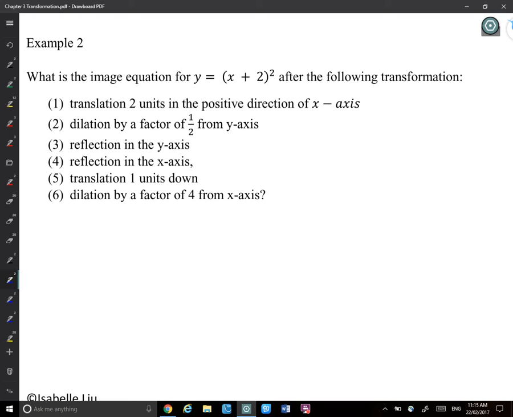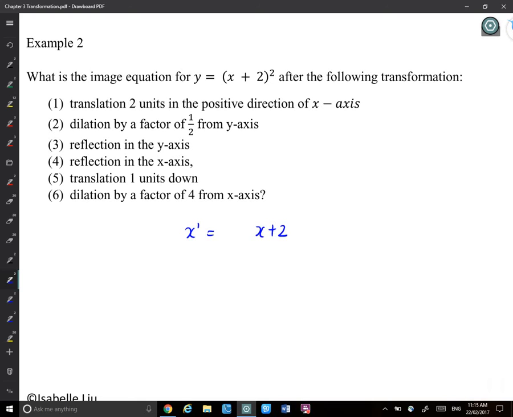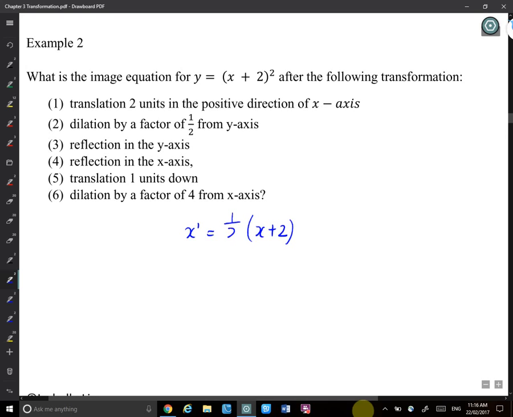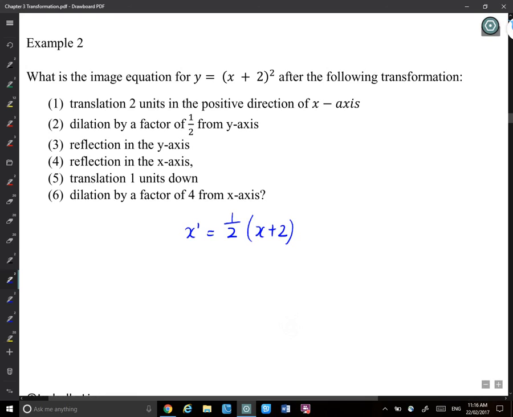Okay, translation 2 units in the positive direction of x-axis. So your x dash will equal x plus 2. Then dilation by a factor of a half from the y-axis is changing the x, so it times a half in the front, with bracket x plus 2. Number 3 is reflection in the y-axis, is changing x again, so it's a negative of all of that. So x dash will equal negative a half times x plus 2. And then y dash: a reflection in the x-axis is changing the y value to become negative y.